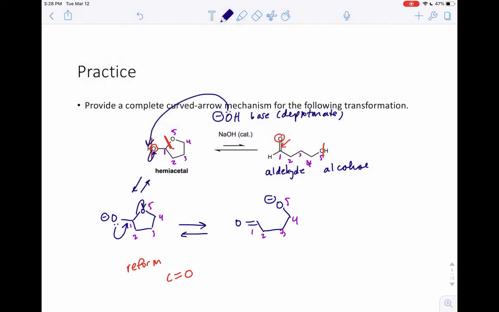All right, and now we do like to draw carbonyls or aldehydes with their hydrogens. So there it is. It was there the whole time. We just weren't showing it. All right, we are almost there. All we need to do is form the OH bond. Great. What is our proton source in basic aqueous solution? Correct, water. So get that proton from water, and we're done.